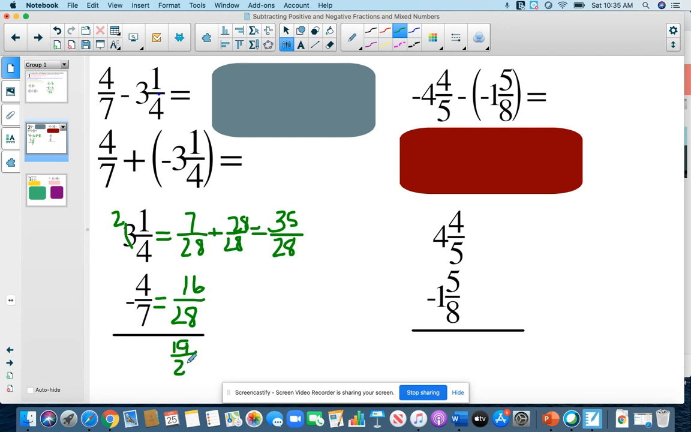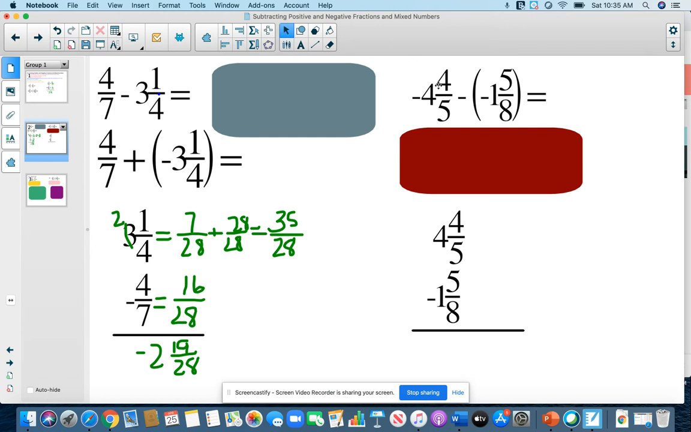Last thing you have to do is decide if your answer is positive or negative. If you go back up and look, the absolute value of negative 3 1/4 is larger, so the answer would be negative 2 and 19/28. Let's move on to the next problem.